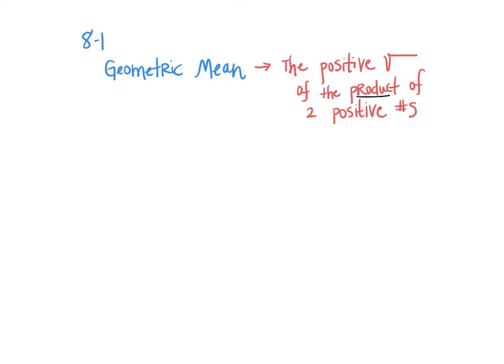What does that mean? Well, before we get into the examples, I want to remind you about some proportions that we've looked at previously. So let's take this proportion. If I was to read this out loud, I would say A is to X as X is to B.